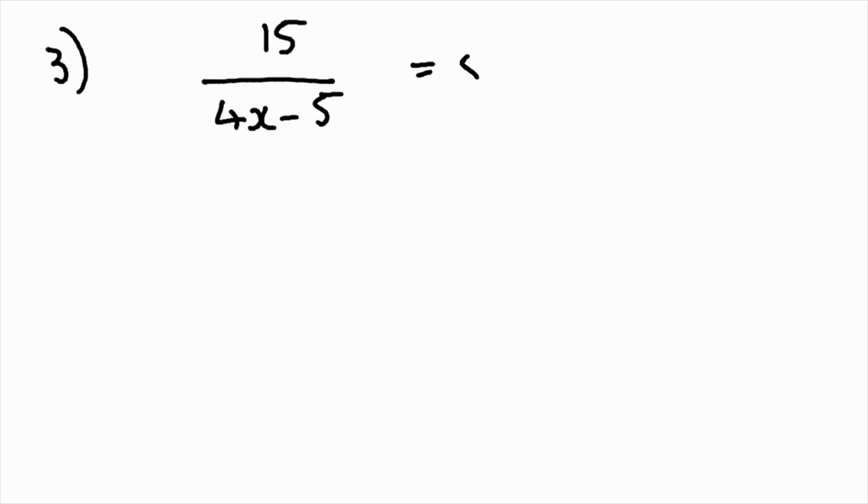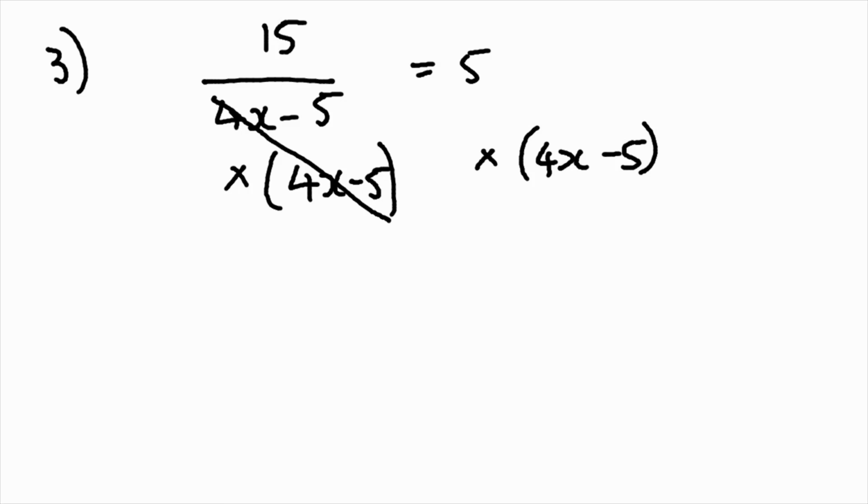Our final example has fractions, but the other way round. So this time, the x term is on the bottom of the fraction. So 15 over 4x minus 5 equals 5. So we want to clear this fraction. So to clear this fraction, we're going to multiply by the whole of the bottom, 4x minus 5. But what you do to one side, you have to do to the other.